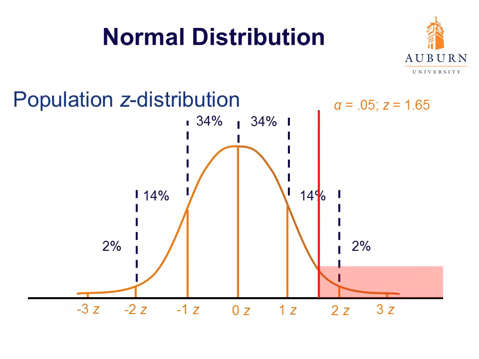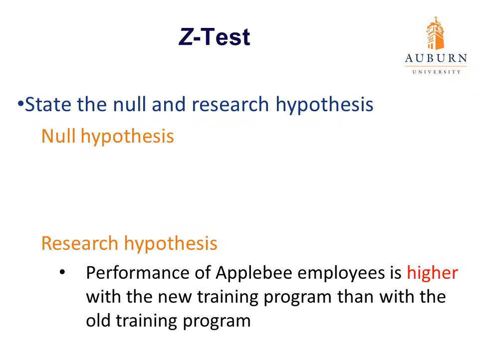So when we have an extreme alpha above the mean in the population, then what we're saying is that we expect that performances based on our sample will be higher than the mean. And so that changes our null and our research hypothesis statement. It is usually easier to start with the research hypothesis when you have a one-tailed test. So here we expect performance to increase. So we might say performance of Applebee's employees is higher with the new training program than with the old training program. We expect that performance is going to be higher, so we'll look in the positive direction of our distribution. We won't be concerned about the negative direction.